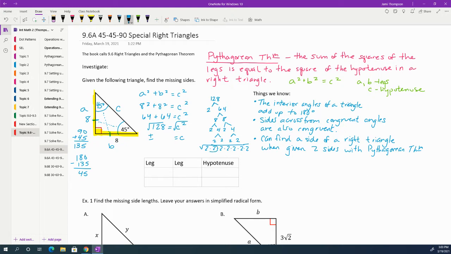So 2 times 2 gives me 4. The square root of 4 is 2. So I have 1 to take outside. I've got another pair, and I have another pair. Which leaves me with 8, square root of 2.